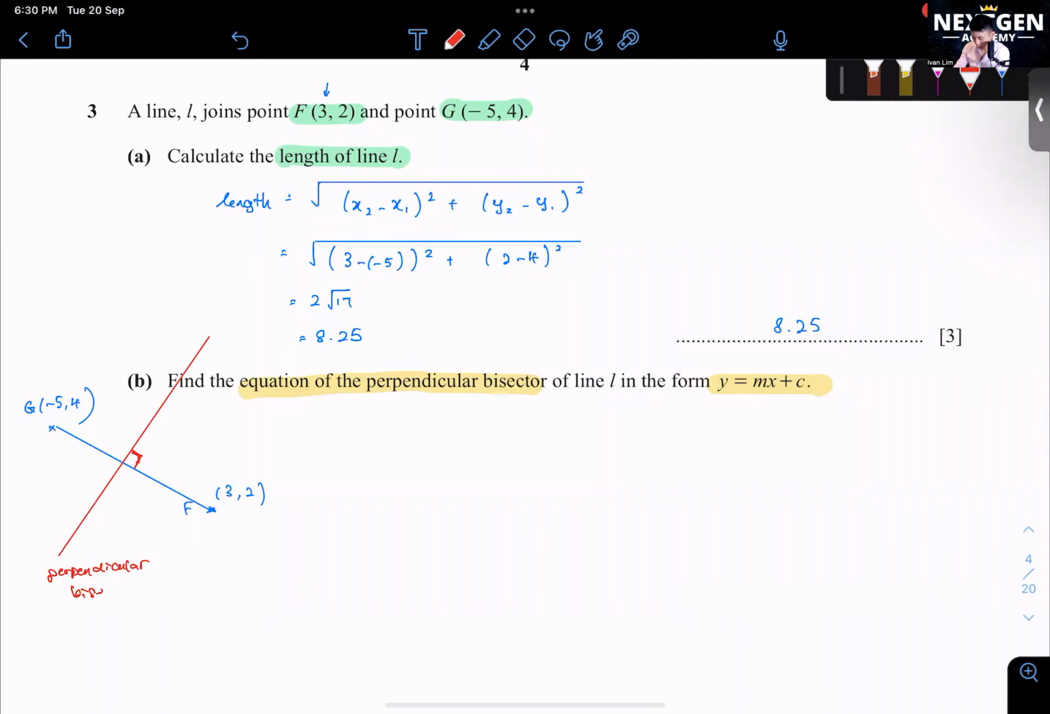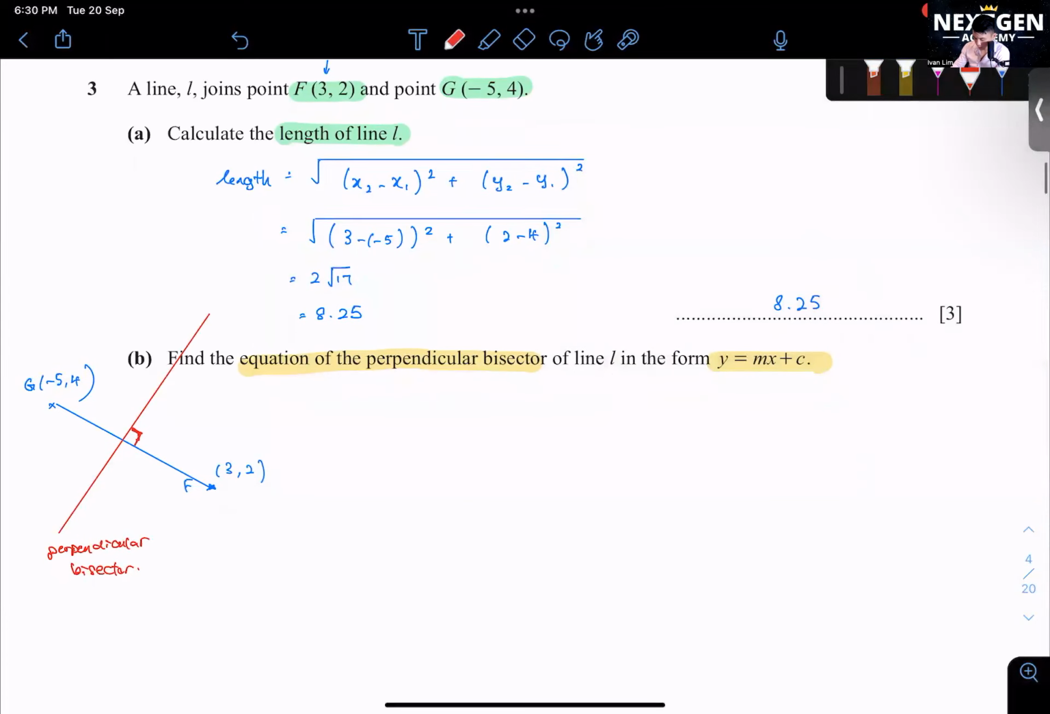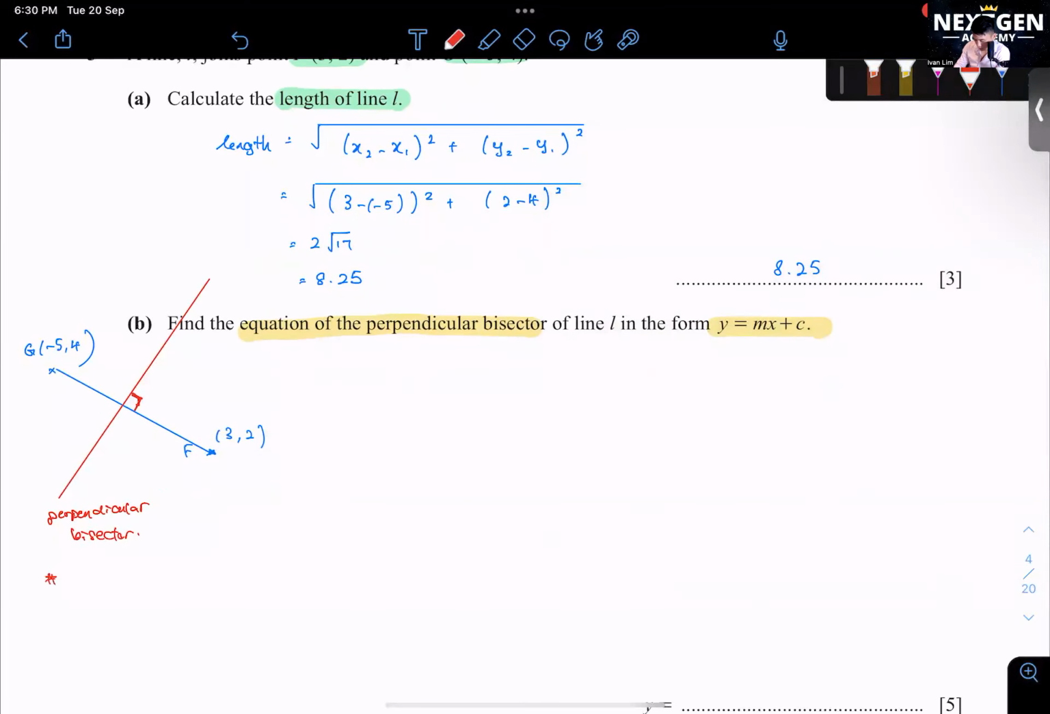So to find your perpendicular bisector, you need to remember, number 1, find midpoint. Number 2, after you find the midpoint already, you find gradient of the normal. Normal means your perpendicular. Find gradient.